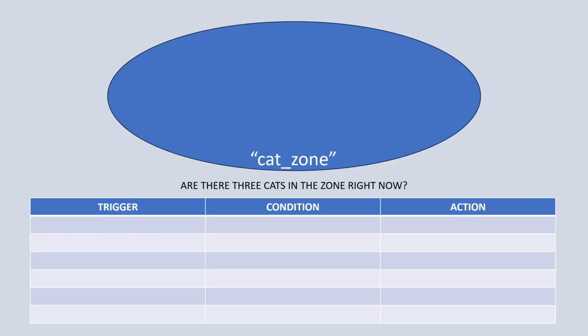Okay, here we have a trigger zone, and we've named it the cat_zone. Below it lies a representation of the Mission Editor trigger list, okay? Let's make some triggers. The first trigger, we are going to name it Cats in Zone. You can see that on the far left panel.